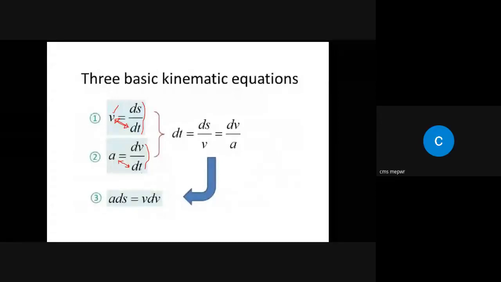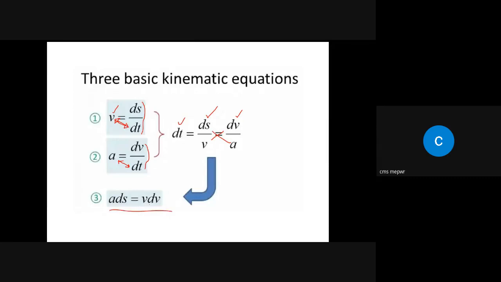Now in both equations we have the term dt, right? Since both are dt, we can equate them. ds by v and dv by a are both equal to dt. Take a here and v here. So when you do it, what will you get? You will get another equation, a ds equal to v dv. So these are the three basic equations which will be used for your calculations and problems throughout this chapter and throughout your kinematics course.